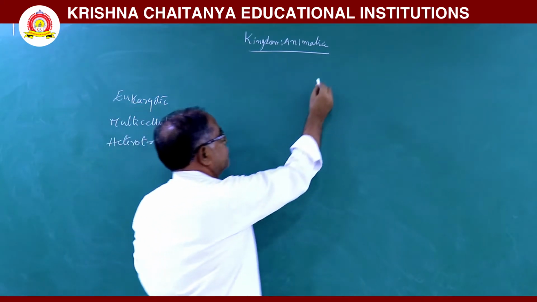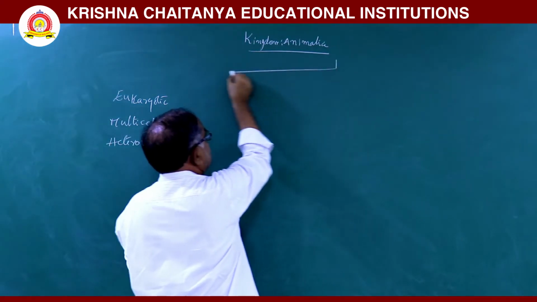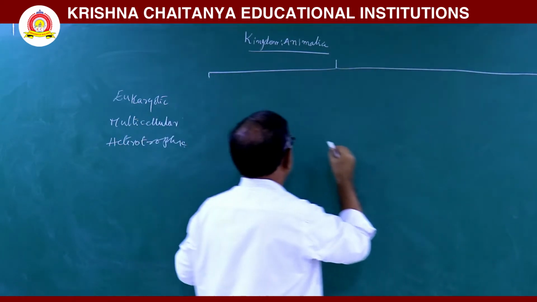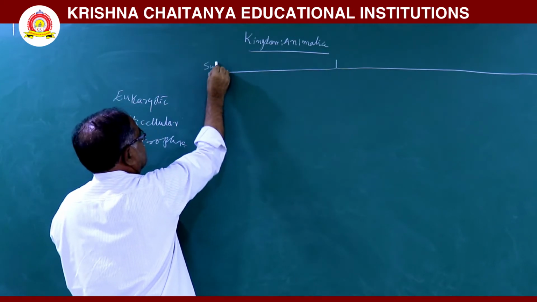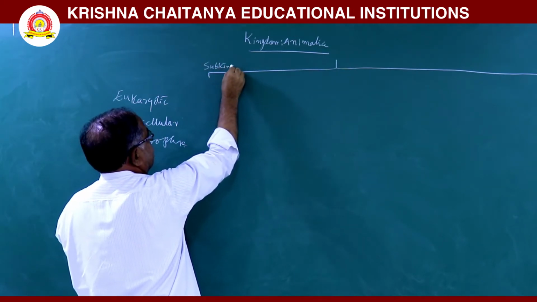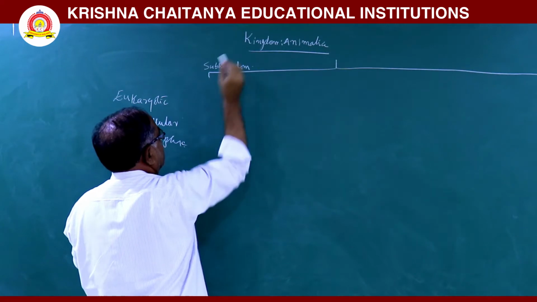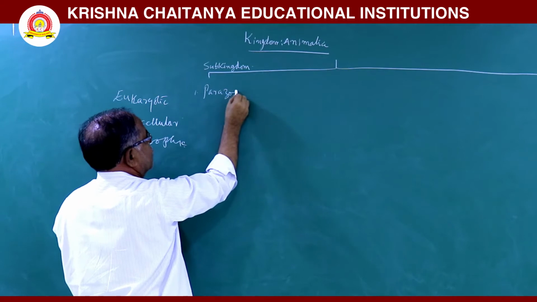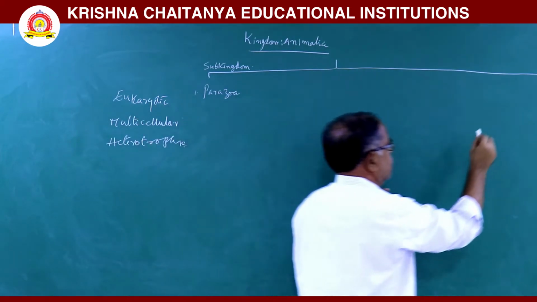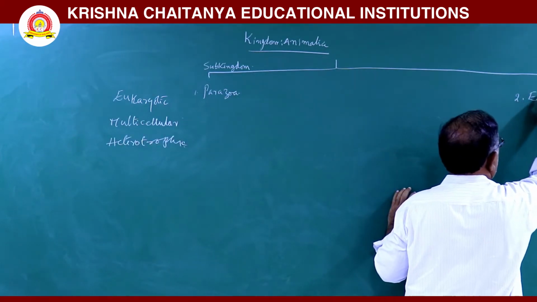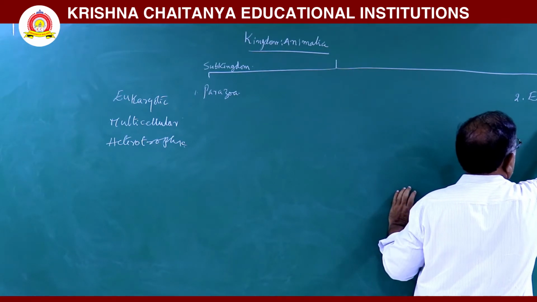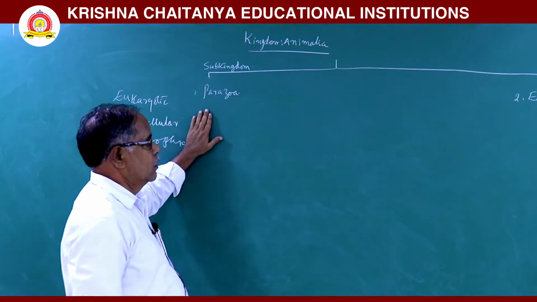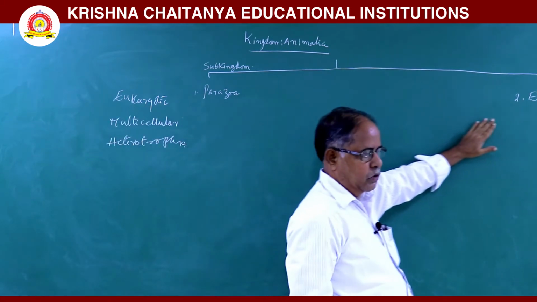Kingdom Animalia is further classified into two sub-kingdoms. One, the Parazoa. Next, the second one is the Eumetazoa.